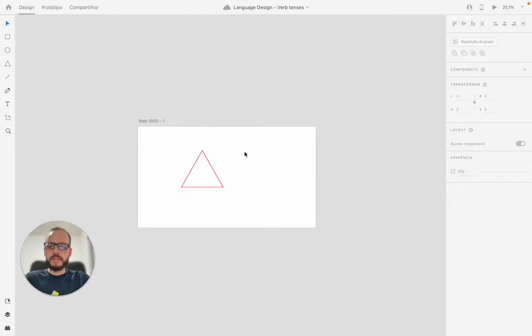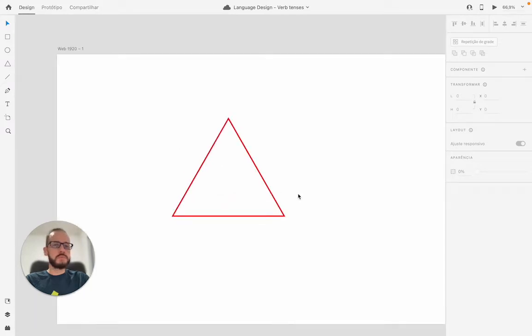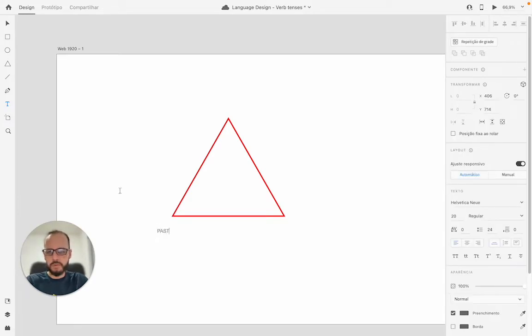And for introducing this subject to your students, the first thing we do here is draw a triangle, because when we talk about the verb tenses, which is the subject we are talking about here, we are talking about time, and we can divide time into past, present, and future. So that's what I'm going to put here. We have a past, I'm going to make it a little bigger. We have a past, right? We have a present, and we have a future.